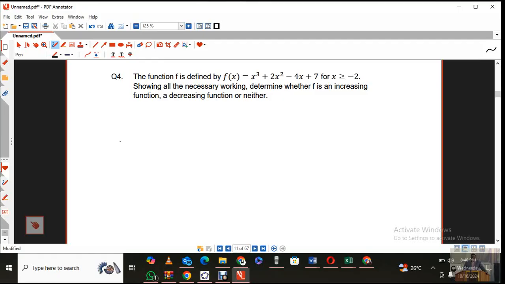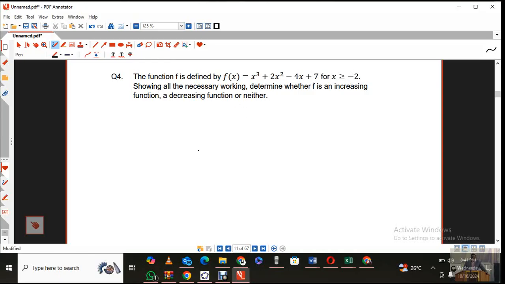Okay, so this one is going to be the one that I'm going to do, where I'm going to just show you how that graph looks. Anyway, the function is defined for f of x equals x cubed plus 2x squared minus 4x plus 7, for x greater than or equal to negative 2. So basically this is a cubic function.